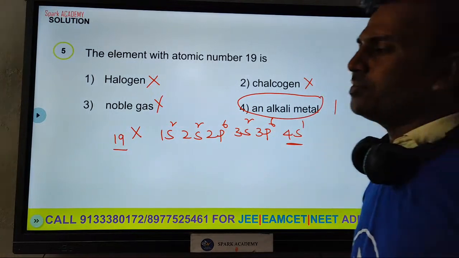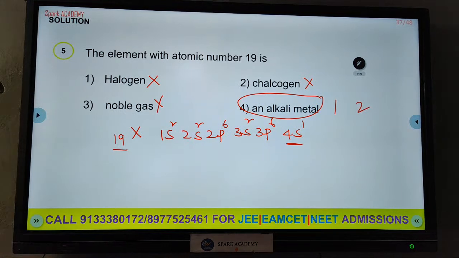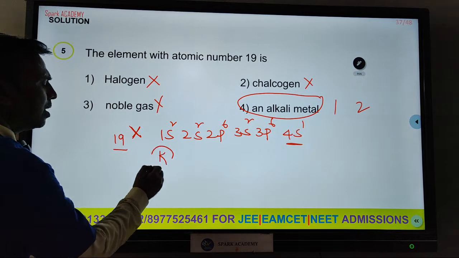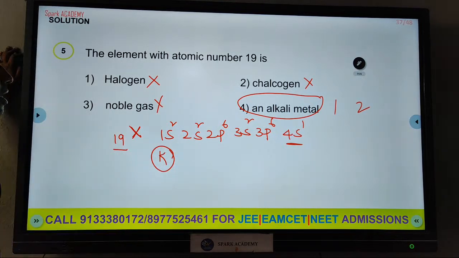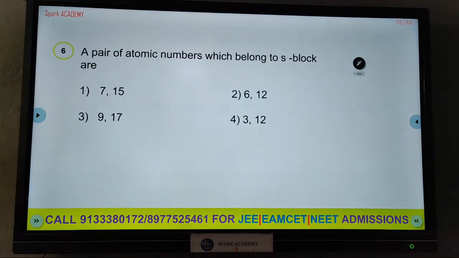What is the name of this alkali metal? We confirmed that atomic number 19 is an alkali metal. Its name is potassium. Sodium is 11, and potassium's atomic number is 19. So potassium is an alkali metal, a highly electropositive metal.